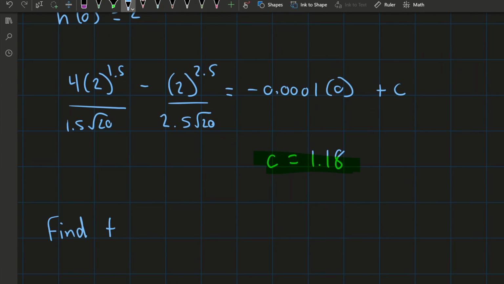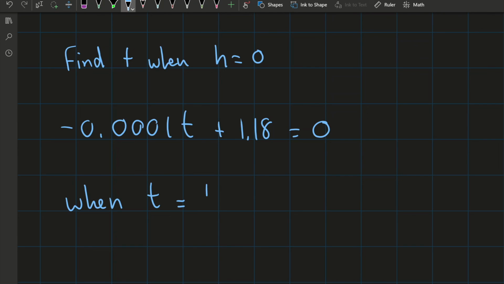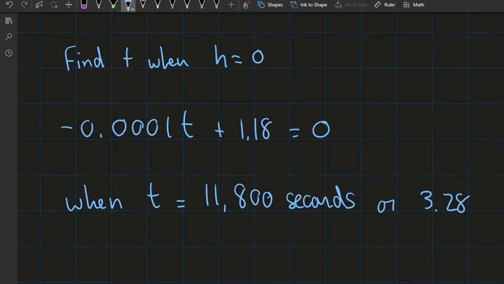When the tank is empty, the water height is equal to 0 meters. We substitute the h for 0 and solve for t. Completing all the calculations, we get that it takes 11,800 seconds or 3.28 hours for the spherical tank to drain completely.